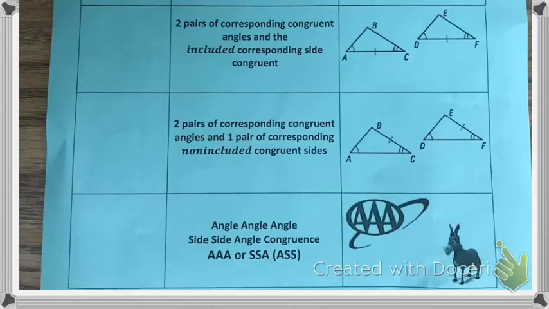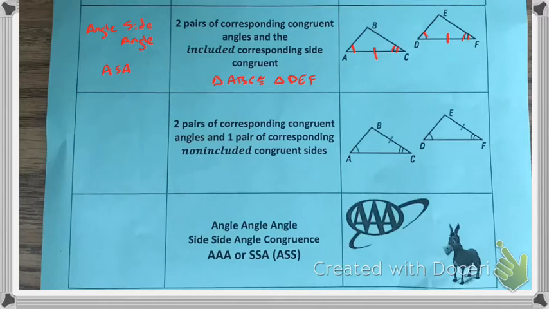So to start, if we have two pairs of corresponding congruent angles, so angle A, angle C, angle D, and angle F, and the included corresponding side is congruent, so side AC and side DF, then triangle ABC is congruent to triangle DEF because of angle side angle, or in this case ASA. So ASA is adding on to our options, so now we have 3.